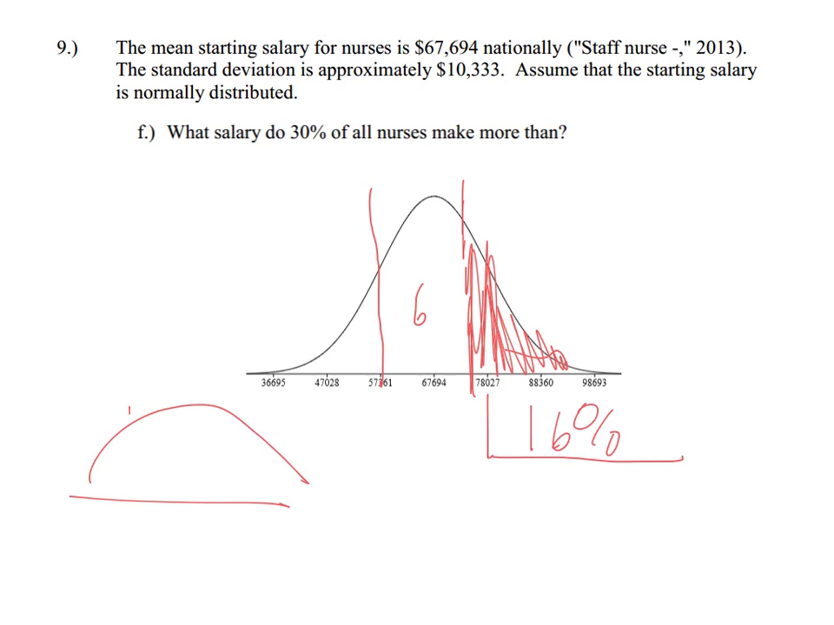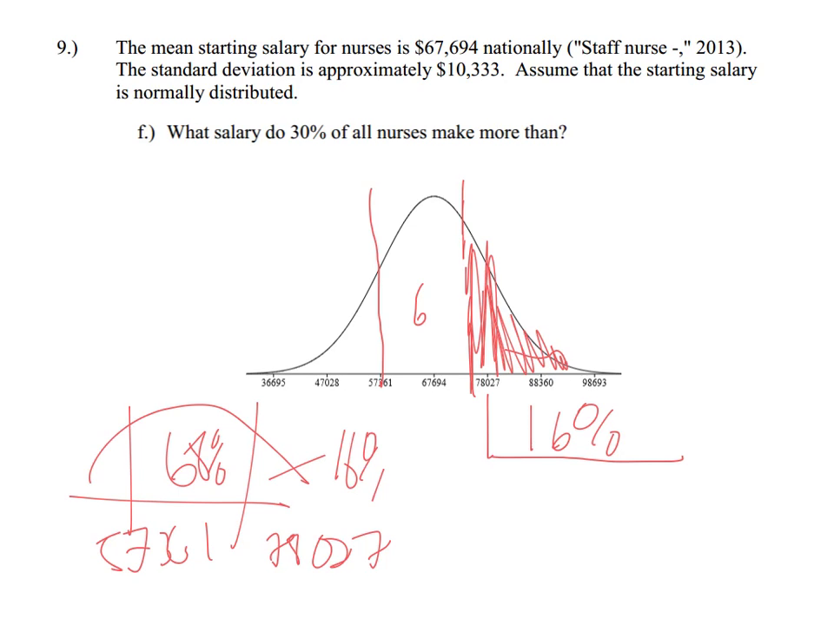If I go 1 standard deviation either side of the mean, with 57,361 and 78,027, if 68% of the nurses earn in between those amounts, that'll be 16% earn more and 16% earn less, because they have to add to 100. So we know the mean is the 50th percentile, so it's somewhere in between 0 and 1 standard deviation above.